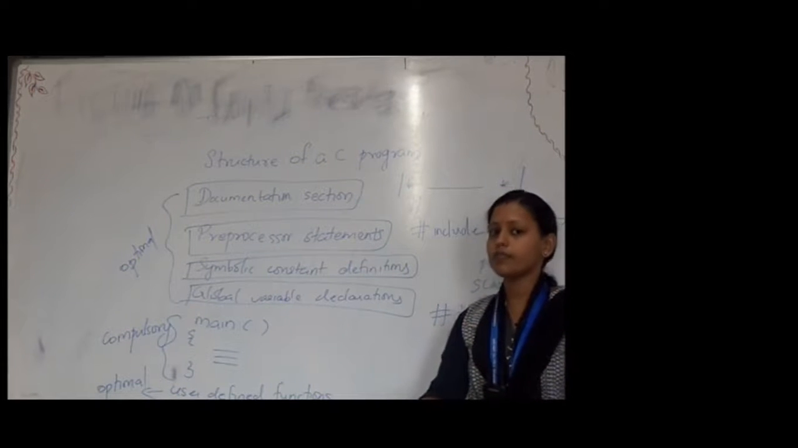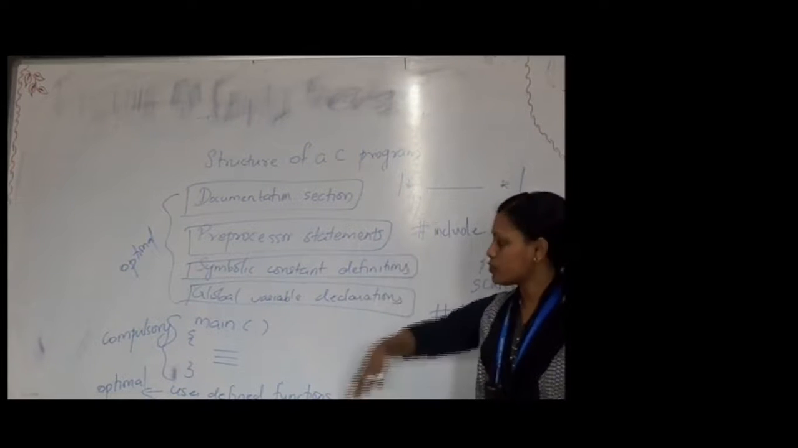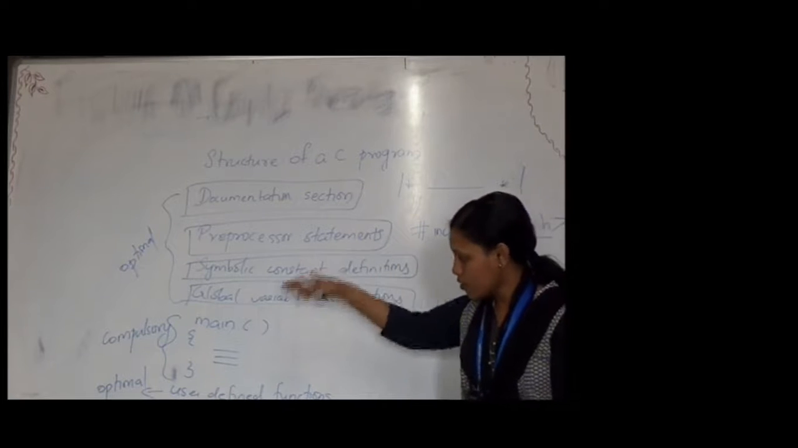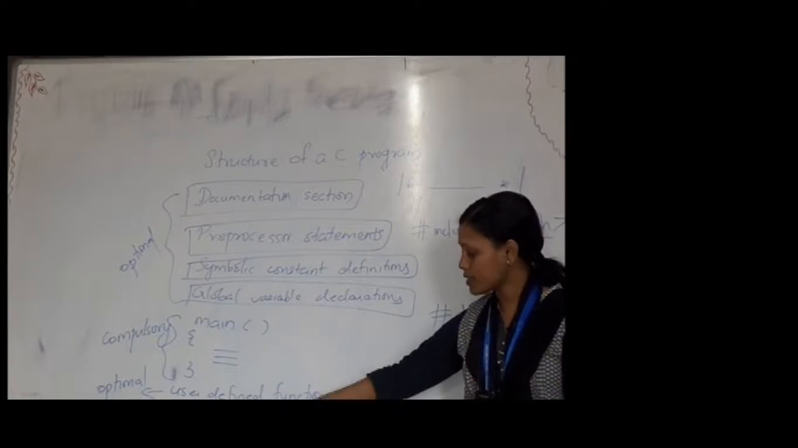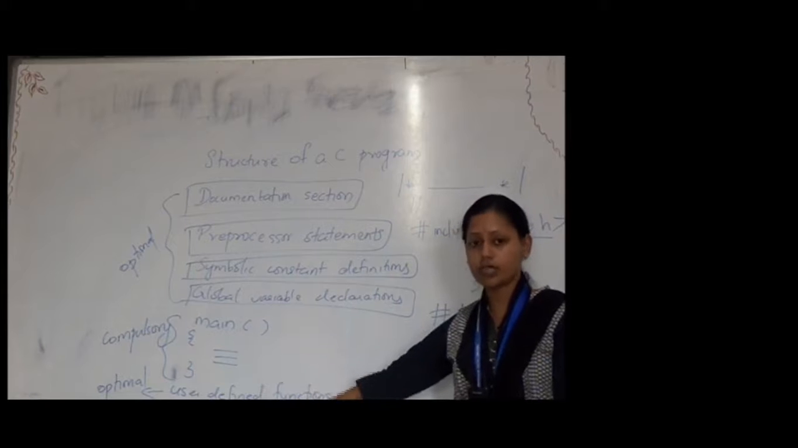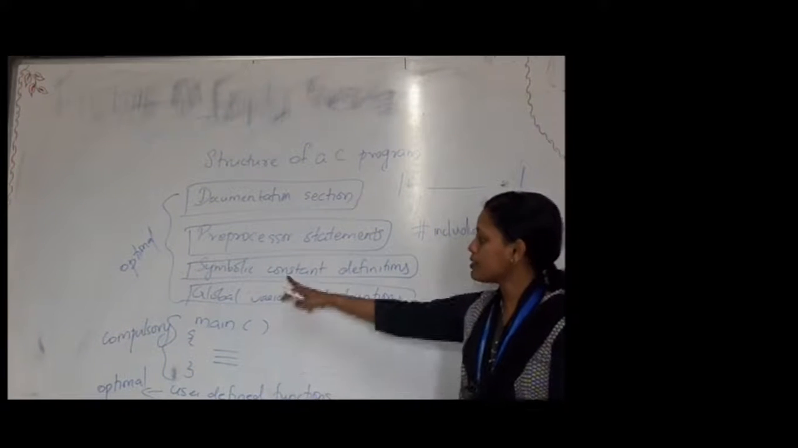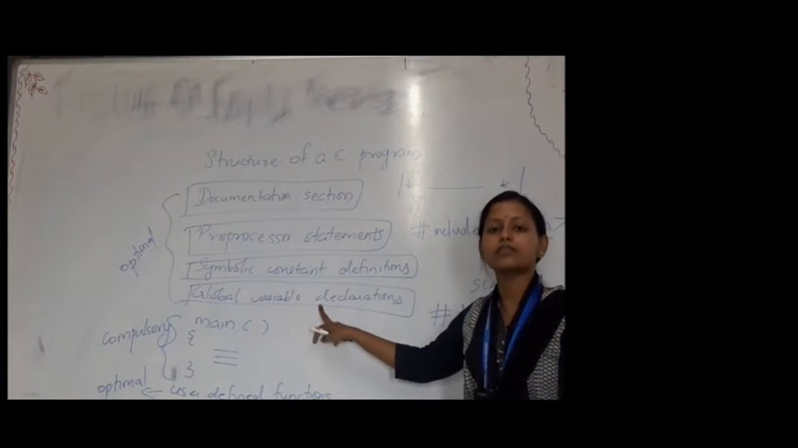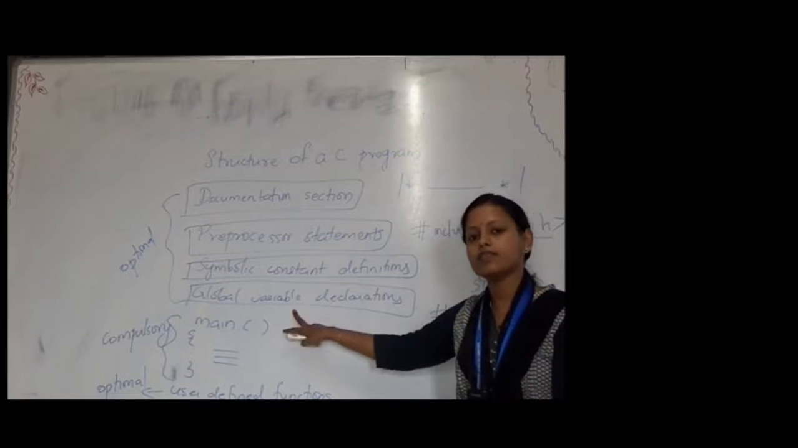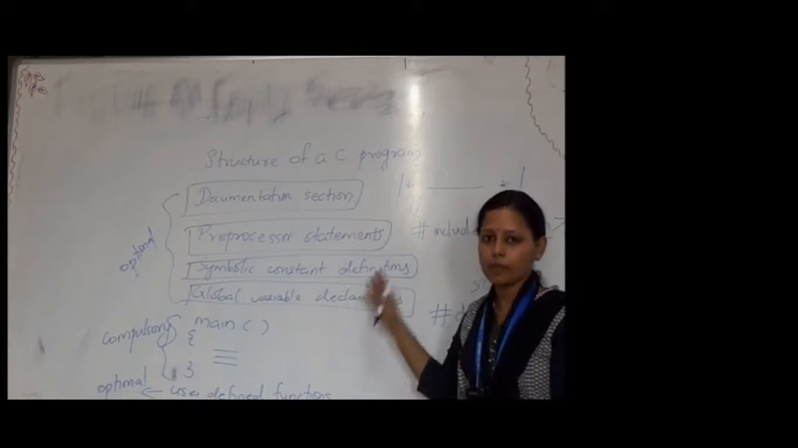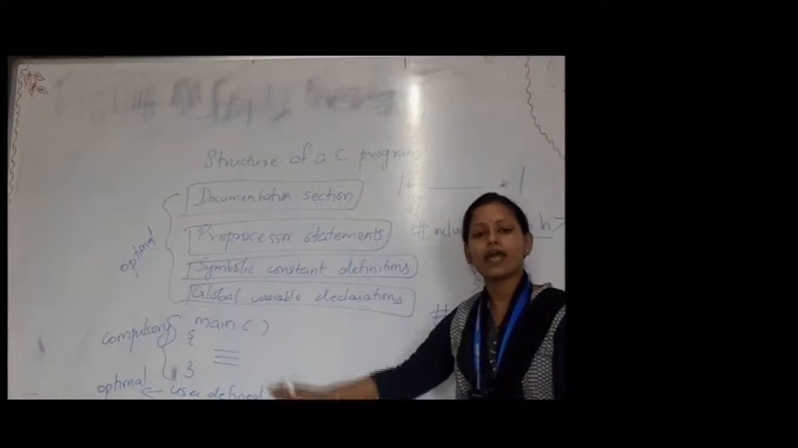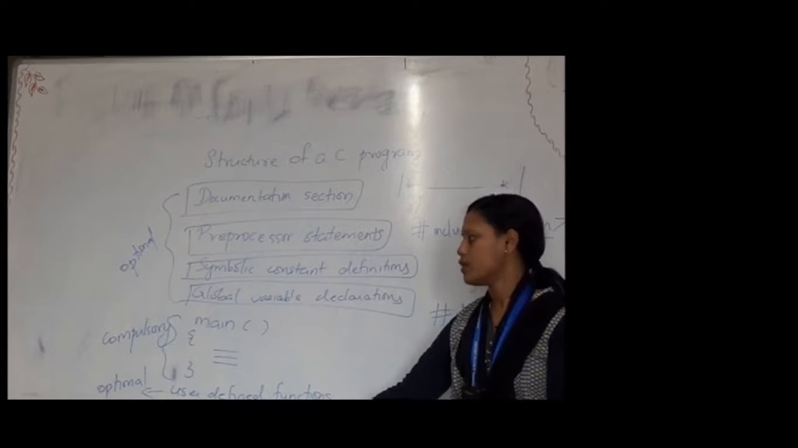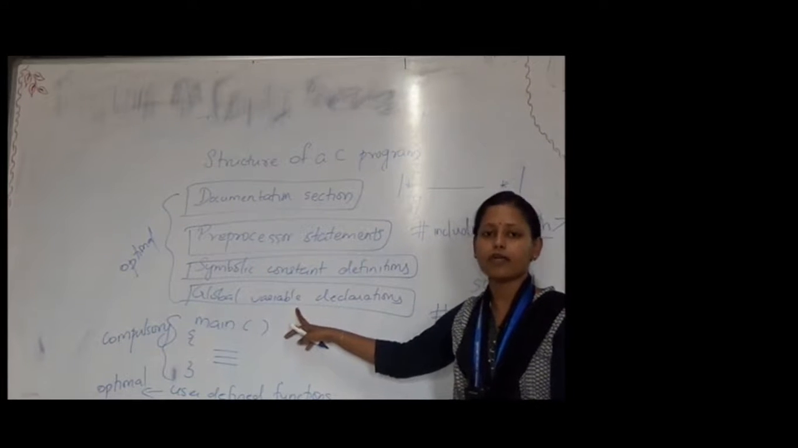Now if you want a variable to be visible throughout the program, that is, also within the main function and for the functions which are outside main, then such variables are declared here, which are called global variables. So global variables are visible for the entire program, also for the main function and other user defined functions. So this is also an optional part of the C program.